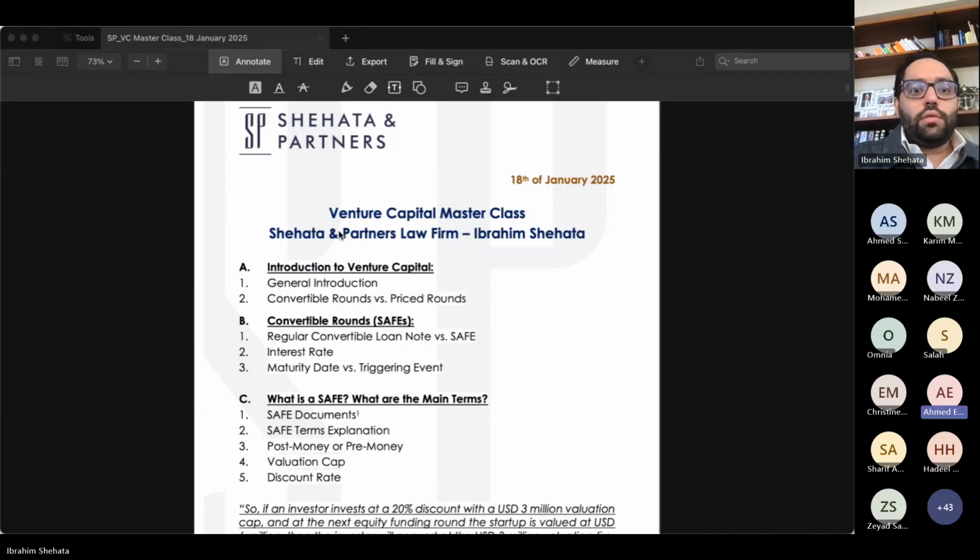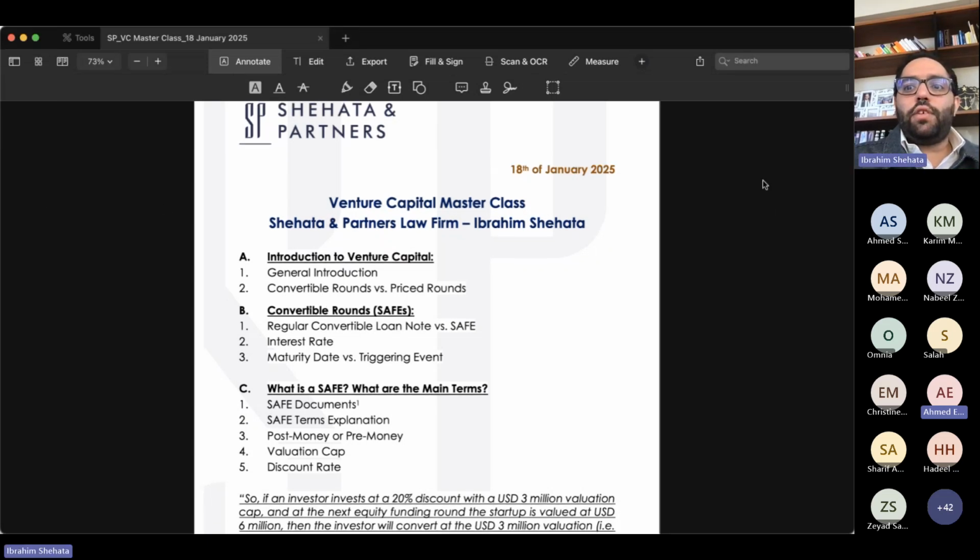Can you see the first page still? Just make sure you're not exchanging. It is the same page. I'm on the first page still, yes.